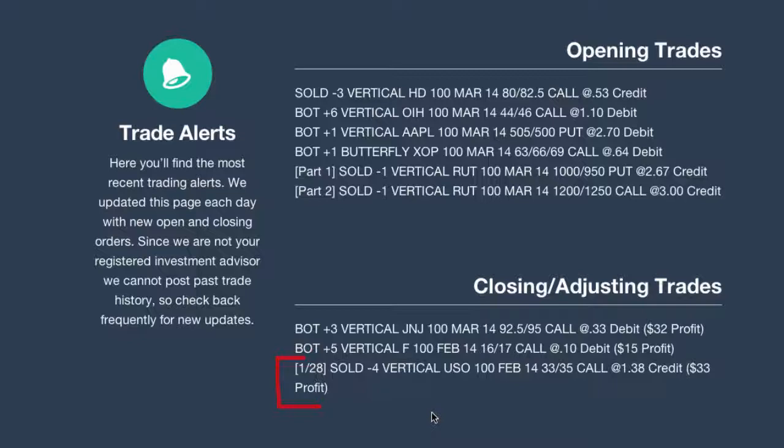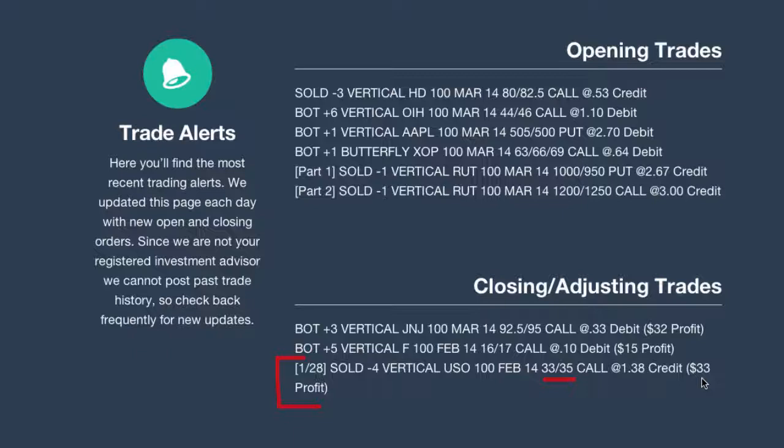So we did actually get out of our vertical call spread in USO, and that was the February 33.35 call spread. We were in it for about $1.05 and we exited for $1.38, made about $33 in profit per spread. So again, we bought back or sold for those spreads. It was a very nice profitable trade, made a couple $100 on that trade.